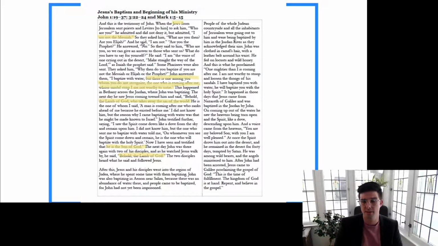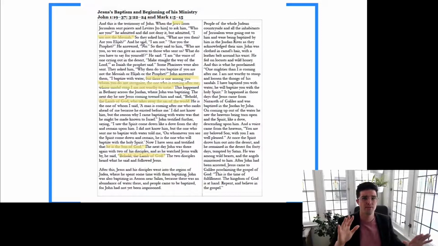We see again the Jews as a sort of stock group in the Gospel of John. We see titles like Messiah. And we have here, "But there is one among you whom you do not recognize, the one who is coming after me, whose sandal strap I am not worthy to untie." And then after this, John calling Jesus the Lamb of God.